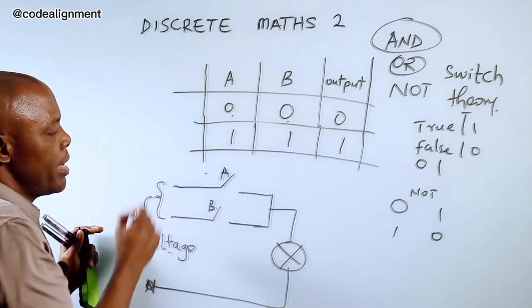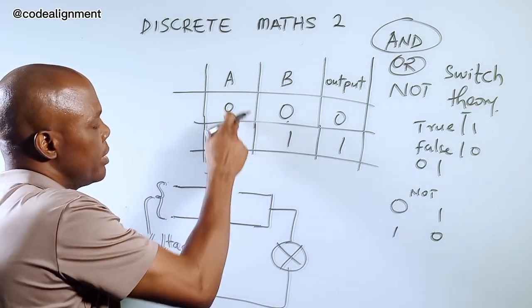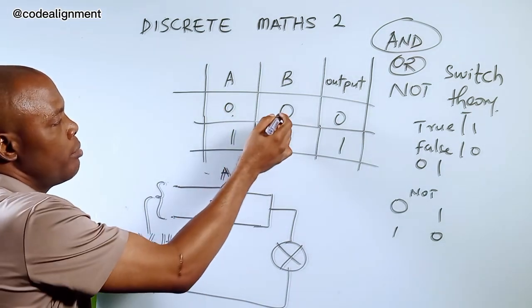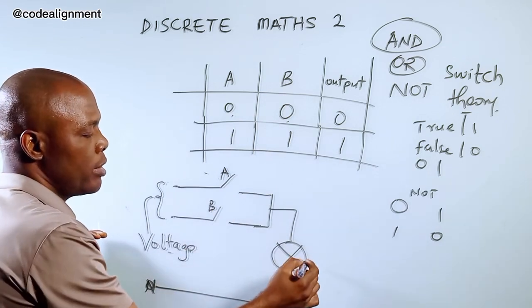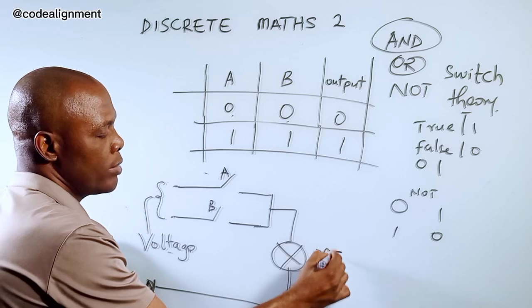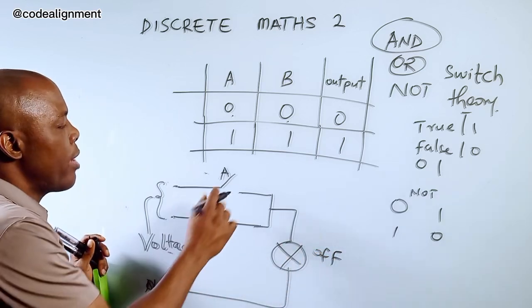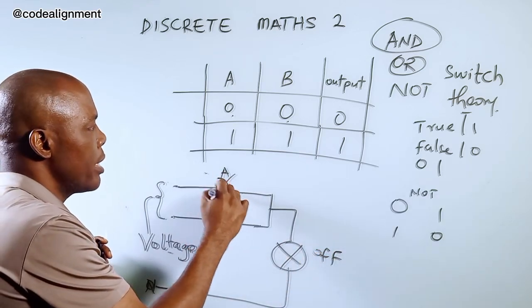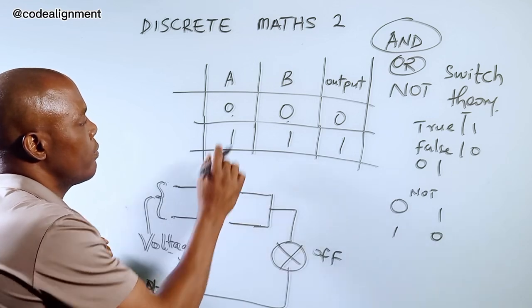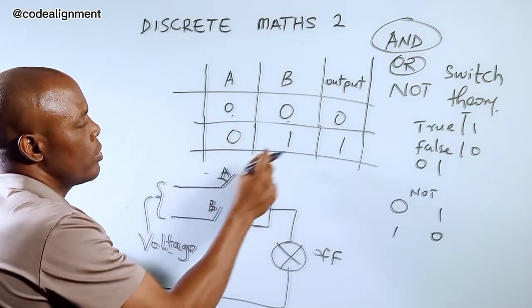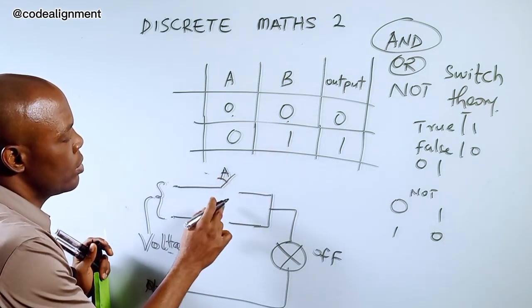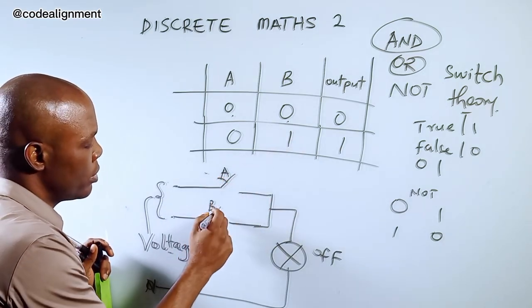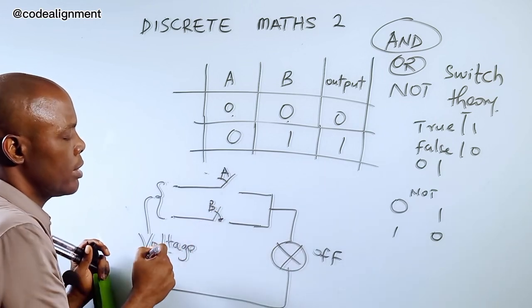So I have my A here. If A is 0, meaning the switch is open, and B is 0, the switch is open, it means this one will be off, right? Now, if I close this A, or let's do this one first. This becomes 0. This is 1, right? So what will be the output? It means this one is open, then I close this.